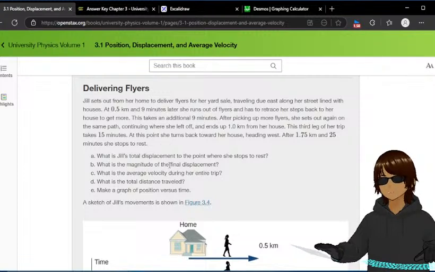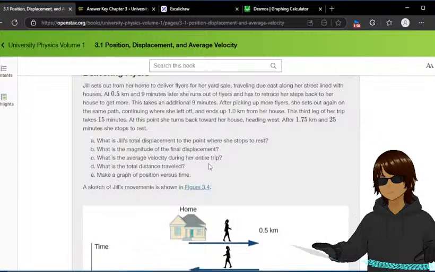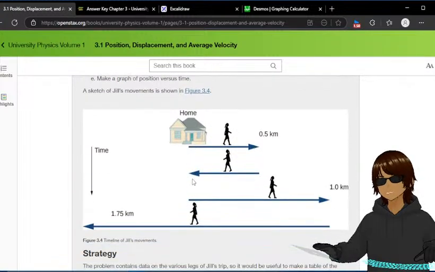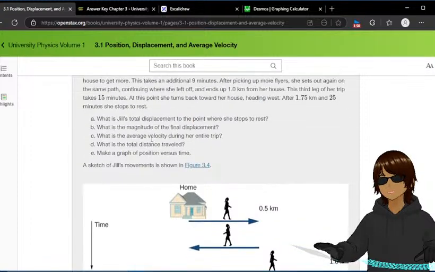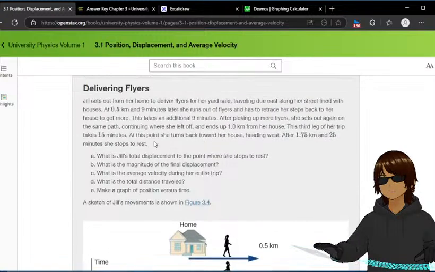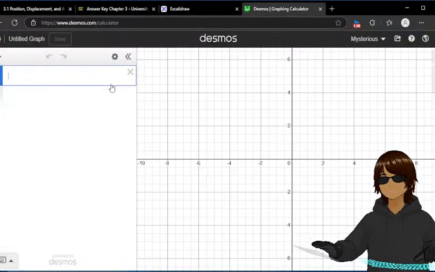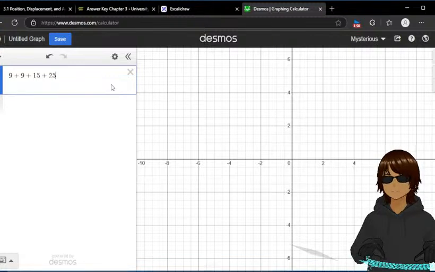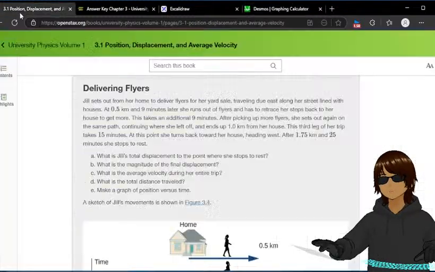What is the magnitude of the final displacement? 0.5 plus 0.5, which is 1, plus 1, which is 2, plus 1.75, which is 3.75. What is the average velocity during her entire trip? So 9 minutes plus 9 minutes. She starts out again, continuing where she left off. So this takes 15 minutes and 25 minutes. 9 plus 9 plus 15 plus 25 is 58 minutes.